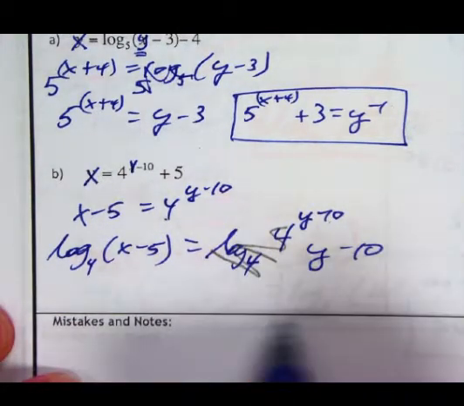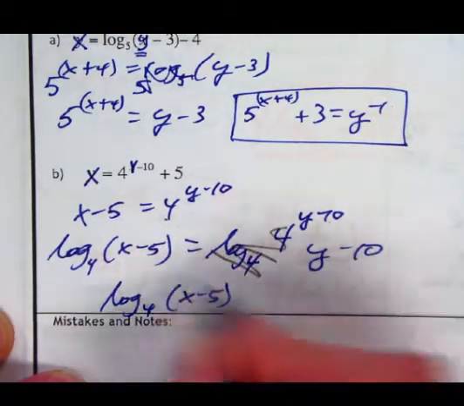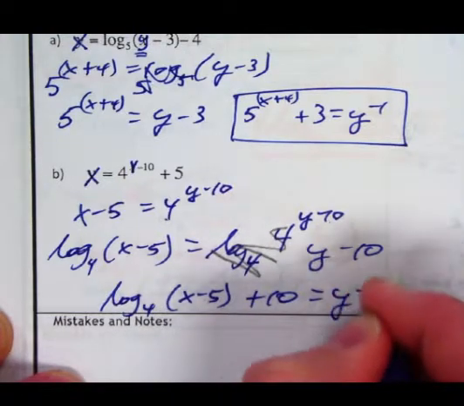Well, then I would just add 10 over. So my final answer is going to be log base 4 of x minus 5, add 10 over, and that's going to equal my y inverse.